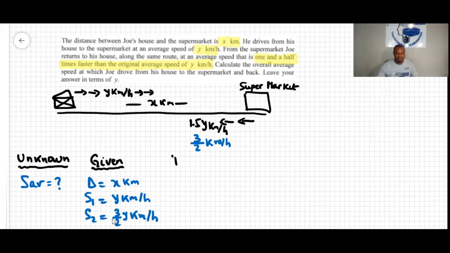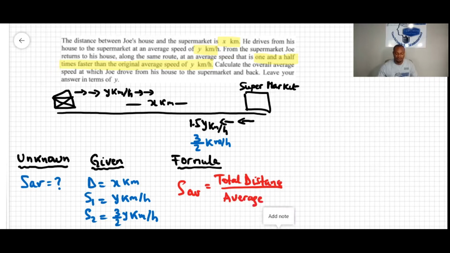Now, here I'm going to write formulas. We're looking for the average speed. The average speed will be given by the total distance over, no, not over average speed, but over elapsed time.